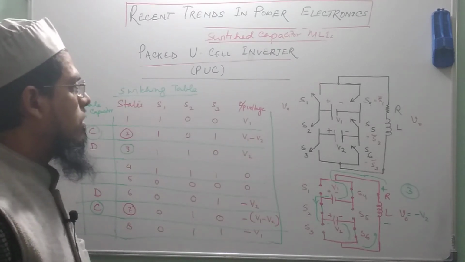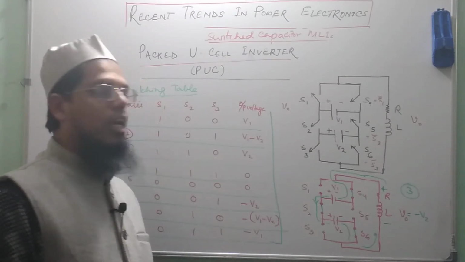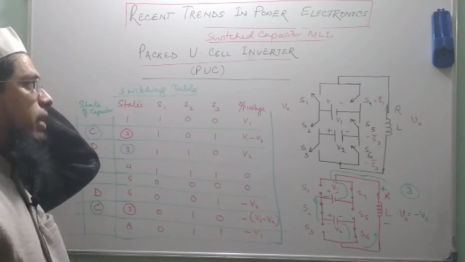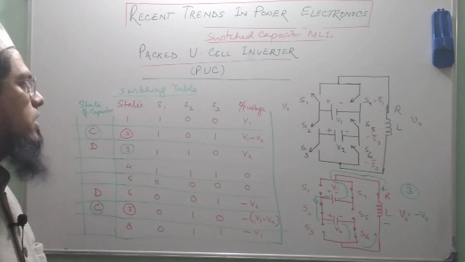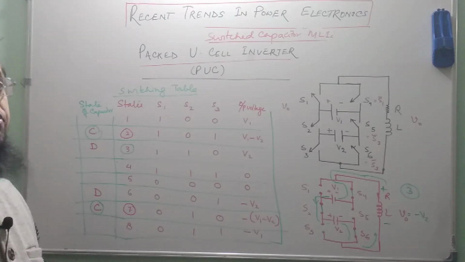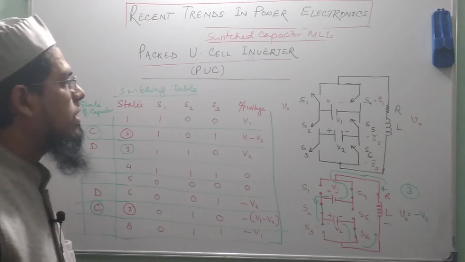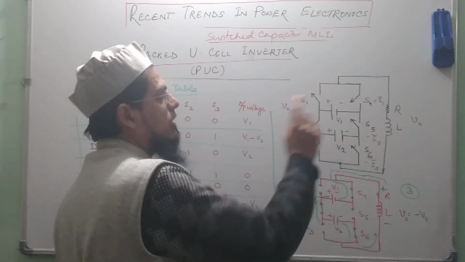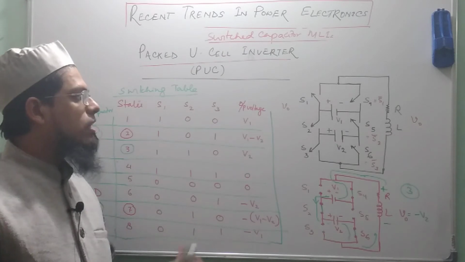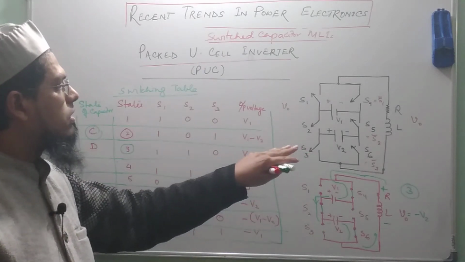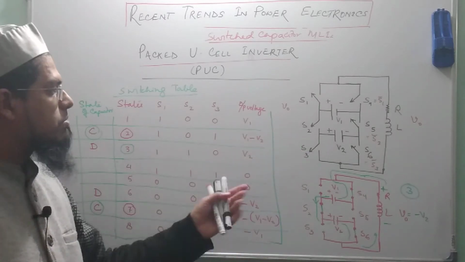Now let us see what are the benefits associated with this particular packed U cell inverter, and what are the advantages that are associated with it compared to the conventional inverters. So one very apparent advantage is that it is having only one battery. Okay, so you must be telling, okay, then how many levels are being generated in this particular case.